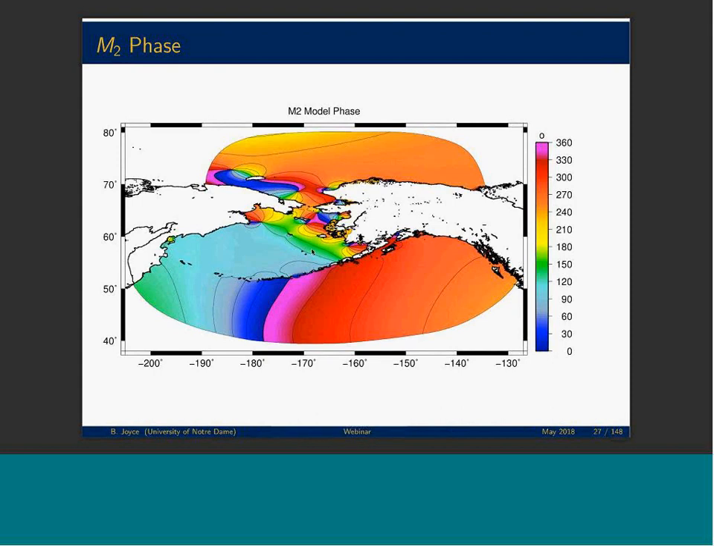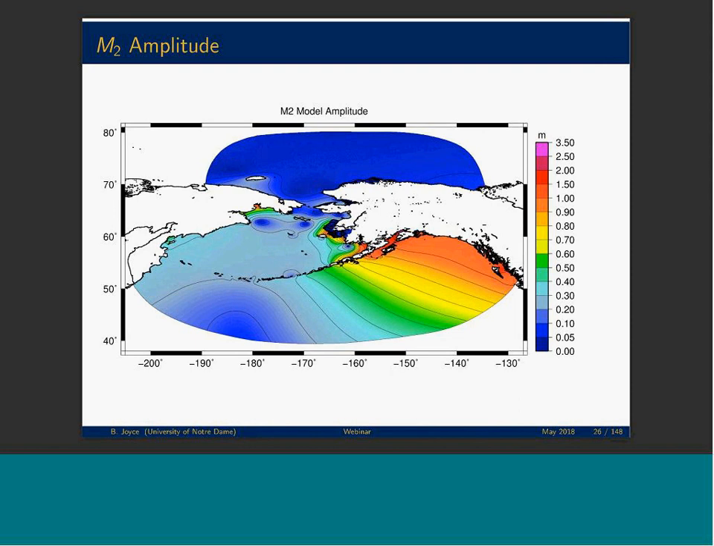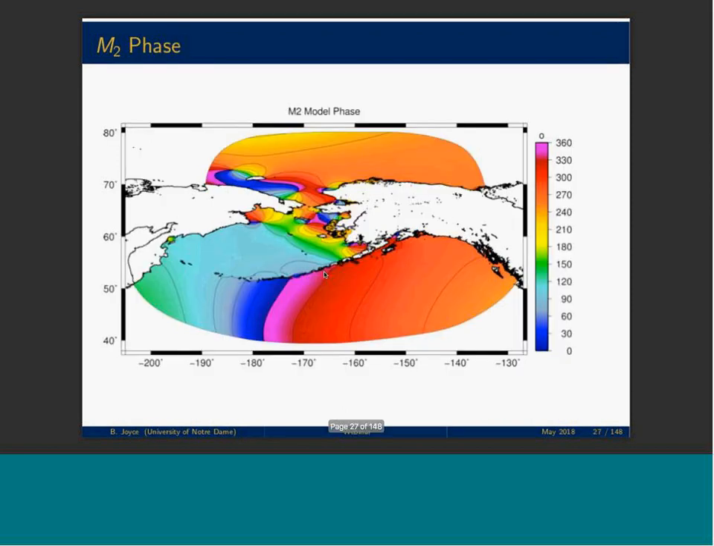So what the closed Bering Strait does is create a lot of complexity when it comes to the tide here on the Bering Shelf, where you have shallow shore water.